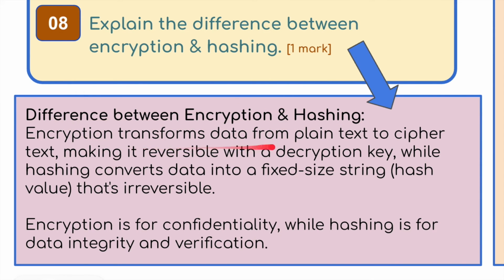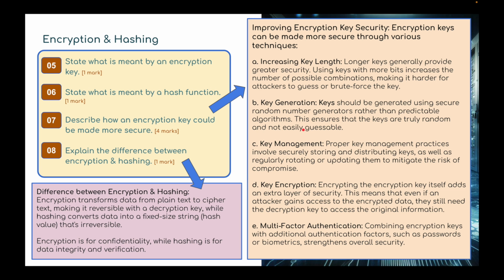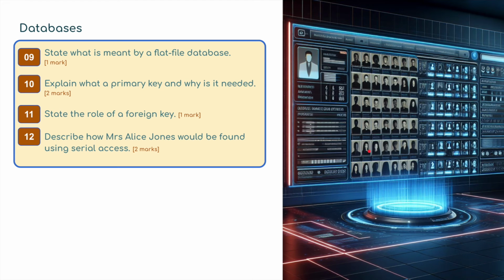Encryption transforms data from plain text to ciphertext, making it reversible with a decryption key, while hashing converts data into a fixed size string, a hash value, that's irreversible. Encryption is for confidentiality, while hashing is for data integrity and verification. Okay, so they're the differences.